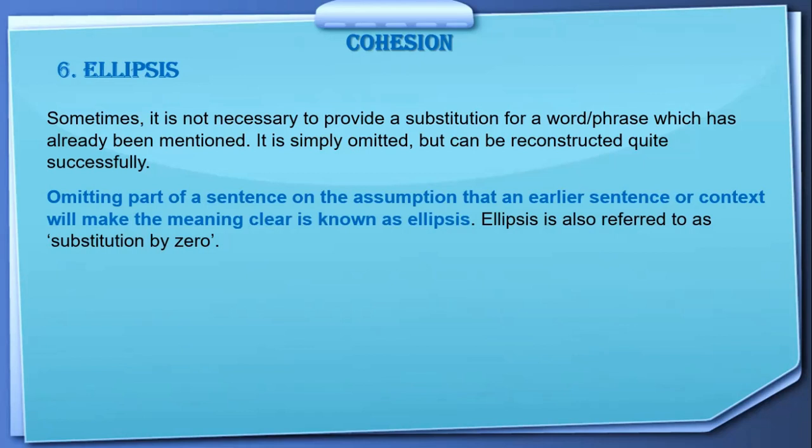is known as ellipsis. So when we omit the words in the text, and we do not think it is better to repeat or give the substitution, exactly this omission, or this omitting part, we may say is ellipsis in cohesion. Ellipsis is also referred to as substitution by zero.